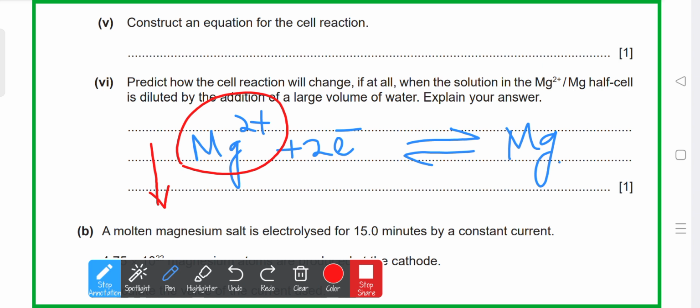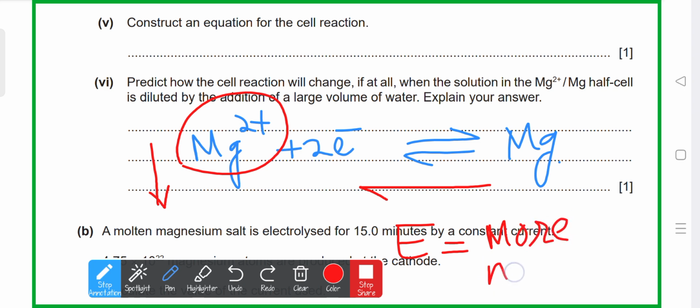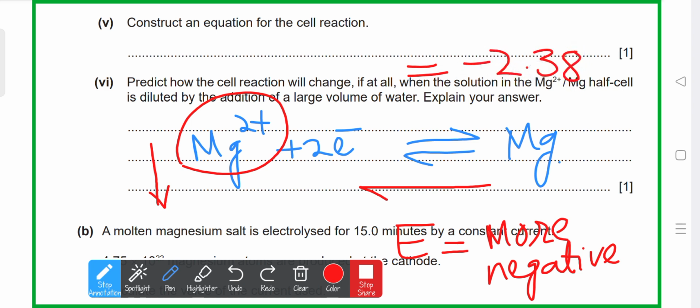Okay, and whenever the reactant side concentration becomes less, the backward reaction will be favorable, or you can say the equilibrium will shift towards the left side. So the electrode potential will become more negative. That's always the case: whenever the backward reaction is favorable, the electrode potential decreases. Because our original value was minus 2.38, it will become more negative. It can become minus 4 or minus 5, but that depends; you can just write more negative.